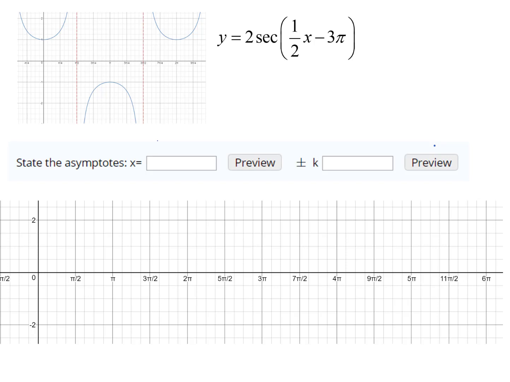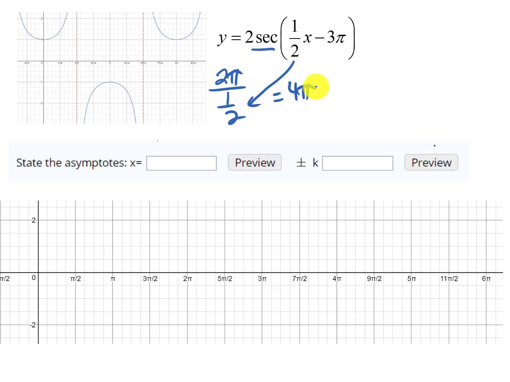Here we have y equals 2 secant quantity 1/2 x minus 3. We're interested in finding out its period and where its asymptotes are. So first of all, secant's the reciprocal of cosine, so we'll have the same period as cosine. Cosine period is 2 pi, but then divided by what's sitting out in front of the x. So this period is going to be 4 pi.